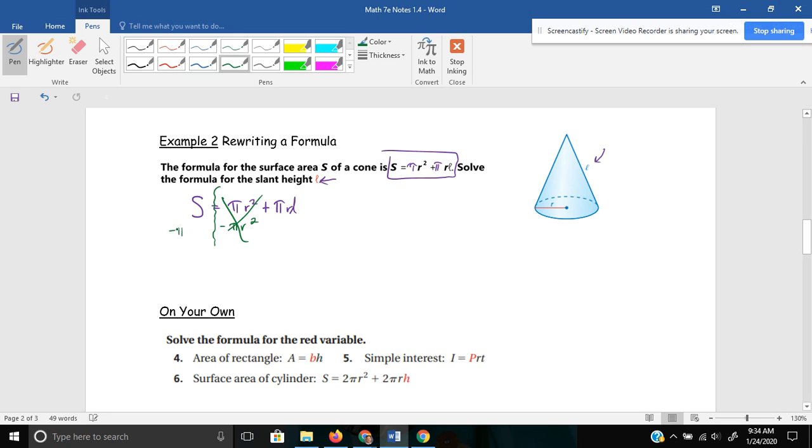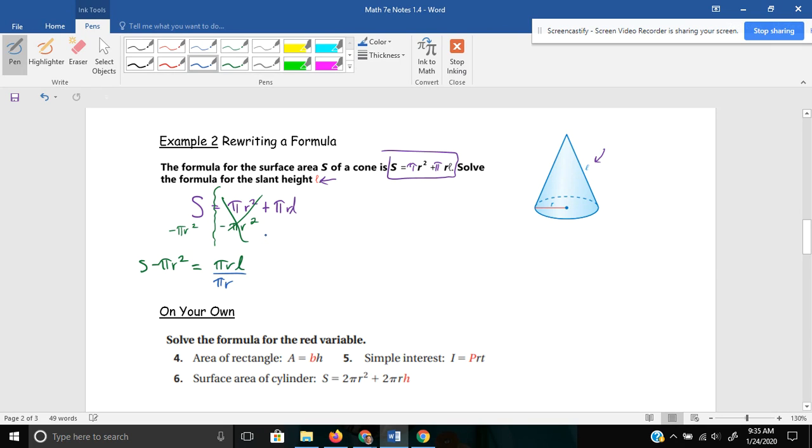And what I do to the right, I need to do to the left. So I need to subtract pi r squared. Notice I don't have any like terms here. So I'll just rewrite this as S minus pi r squared equals pi times radius times length. All right. And now, how would I get L all alone is what I should be thinking. Well, my slant height L is being multiplied by r and by pi. So how can you undo multiplication?